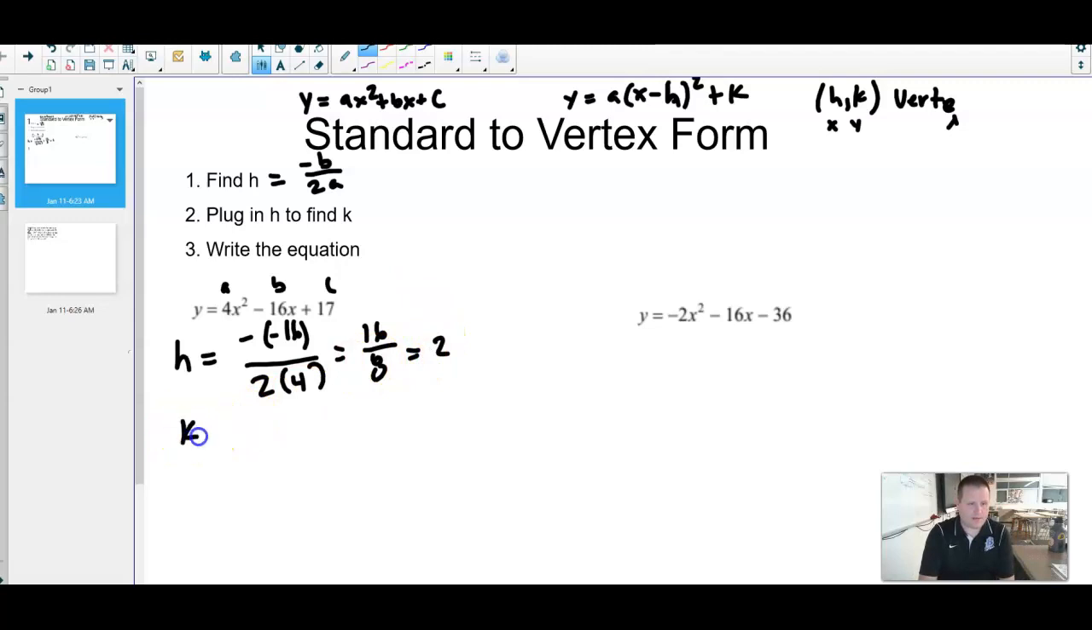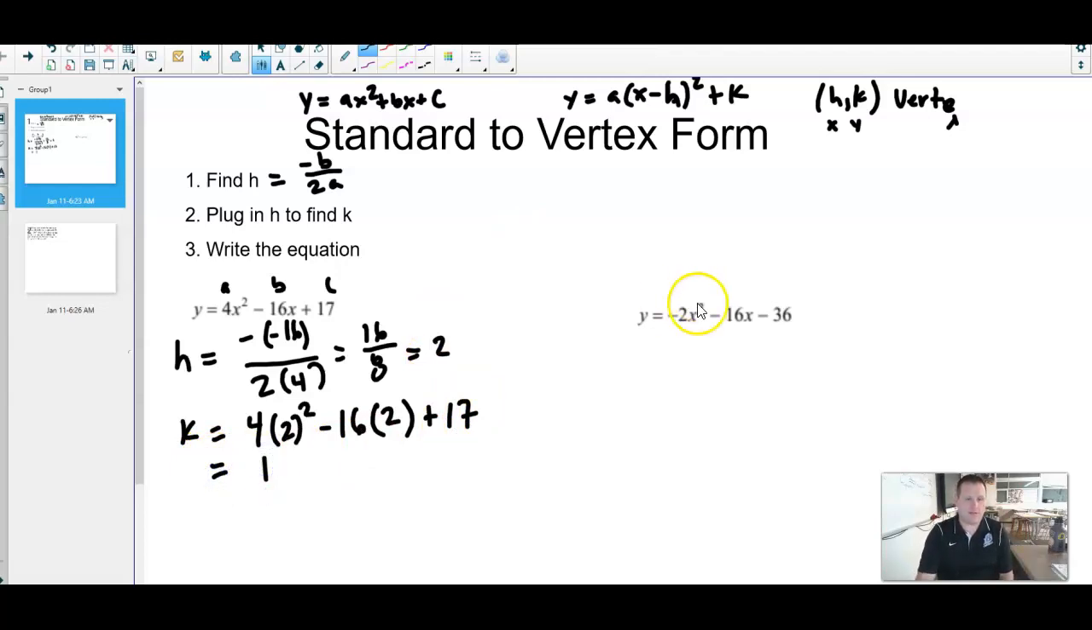Then I'm going to find k. To find k, I'm going to plug this 2 back into my equation here for x. So this is going to be 4, and then I'm going to have something squared minus 16, and something plus 17. Again, I like to use parentheses because it keeps all my order of operations great. And so for this, I'm going to put 2 in for this because that's what I got for h at that point in time. And then you can do this in your head, you can do it step by step, you can use your calculator, whichever way you want to do that. When you simplify this, you're going to get 1 for this one.